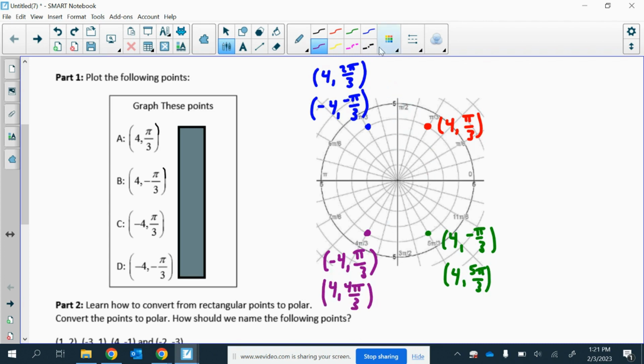I could also write all of these with a negative radius. So I could write the green one as negative 4 comma 2 pi thirds, because 2 pi thirds would be up here, and I can go in the opposite direction with a radius. So there's a lot of different ways that I can do these types of problems. I could also write the red one, for example, as negative 4 comma pi thirds. So there's a lot of different ways we can do it.